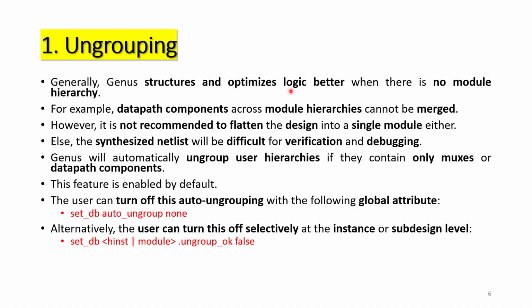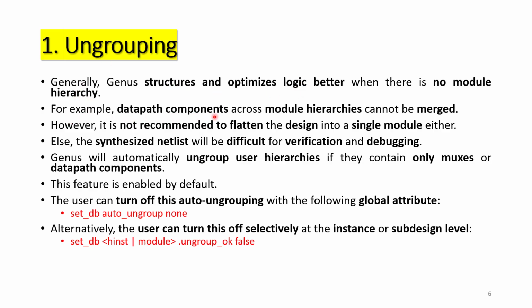Let us see what is meant by ungrouping. Generally, Genus structures and optimizes logic better when there is no module hierarchy. No module hierarchy means, suppose you take the example of a 4-bit ripple carry adder, it contains 4 full adders. So this is called module hierarchy. But Genus structures and optimizes well when it is a flat design, meaning there is no hierarchical design. Like if you take one half adder, it will have one XOR gate and one AND gate. Such designs are called no module hierarchy. During that stage, it structures and optimizes logic better.